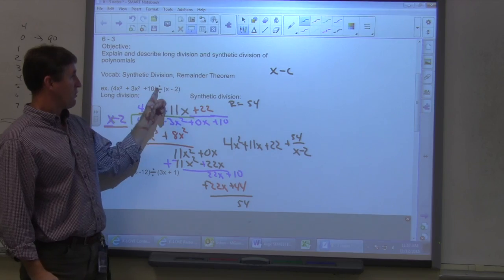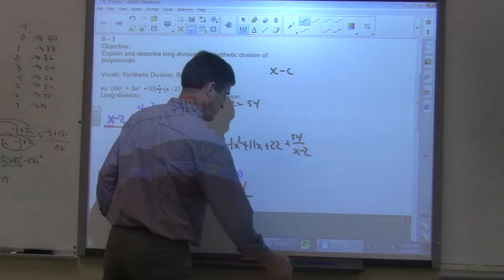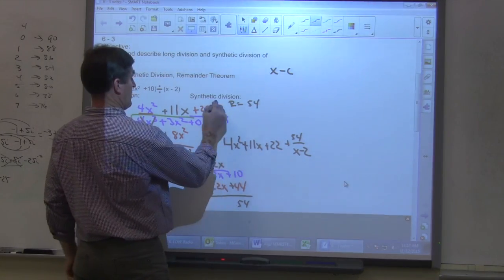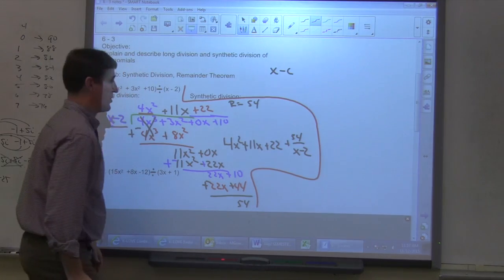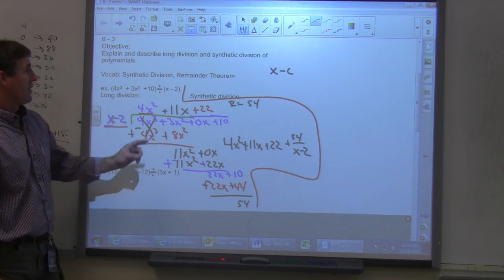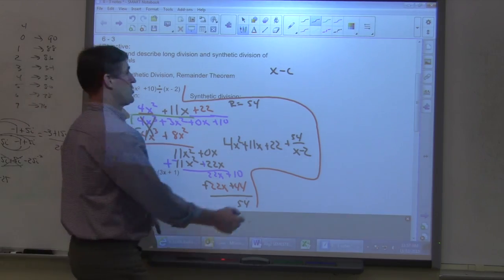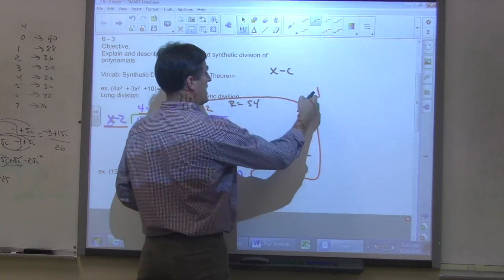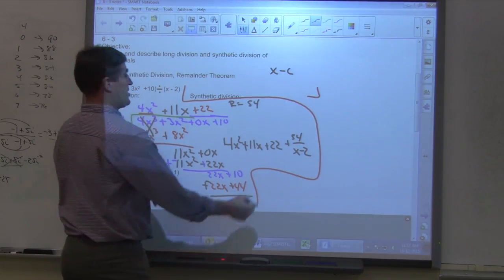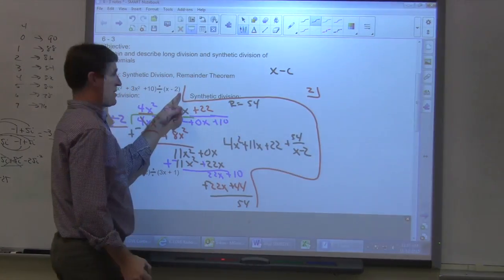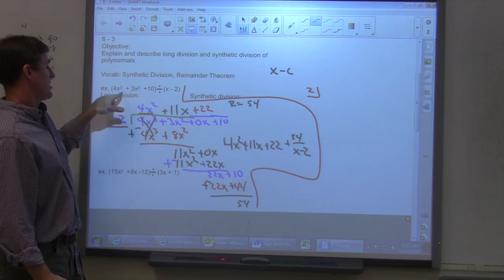If it's written in this form, so in this case our c is 2, and all you do is this. So let's, so you can see these side by side, and you'll like the synthetic division. All you do with synthetic division is the c goes here, and we put this little bracket like that. So c is 2, so it's the opposite of what it says. And then we put the coefficients here.